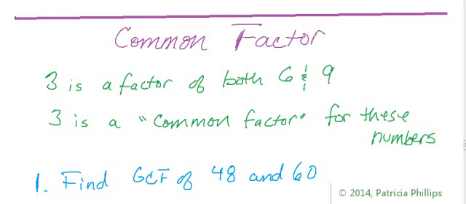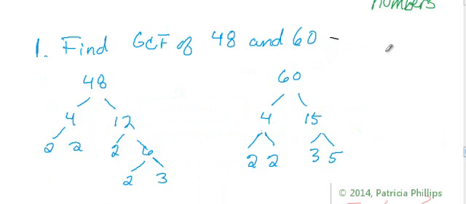So, first of all, with common factors, an example that we'll use is 3. 3 is a factor of both 6 and 9. 3 is a common factor for these numbers. So now you know what we're looking for. And let's do a quick problem. Okay, number 1 says find the greatest common factor of 48 and 60.